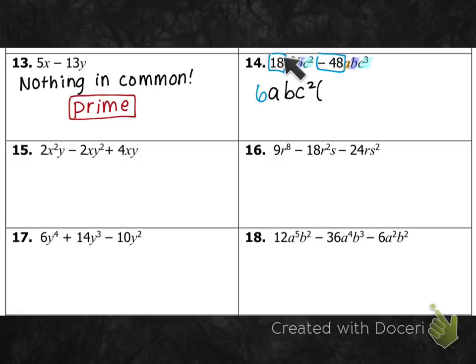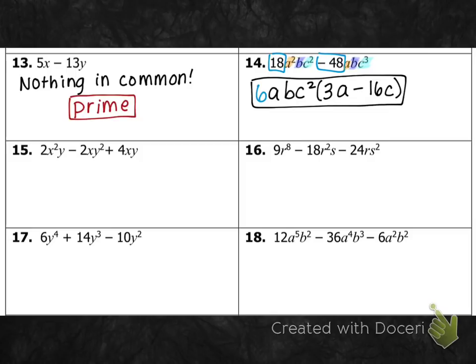What are we left with? Well, 18 divided by 6 is 3. And then how many a's do we have left? If we take out 1, we have just 1 a left. The b's cancel, we have no b's left, and we have no c's left, because they're both the same. So then we're going to put minus 48 divided by 6 is 16. And then A's are the same, so those cancel. The B's are the same, so those cancel. We have C cubed and C squared. We have 1C left, and that's your answer.